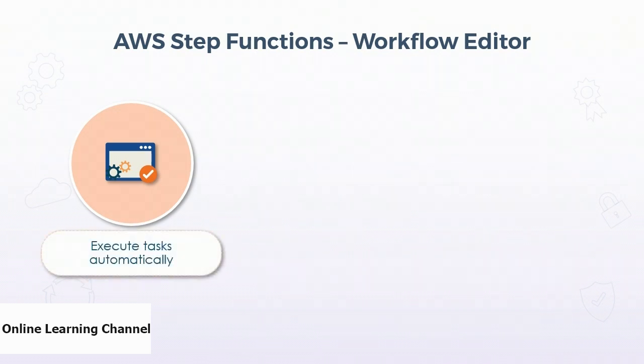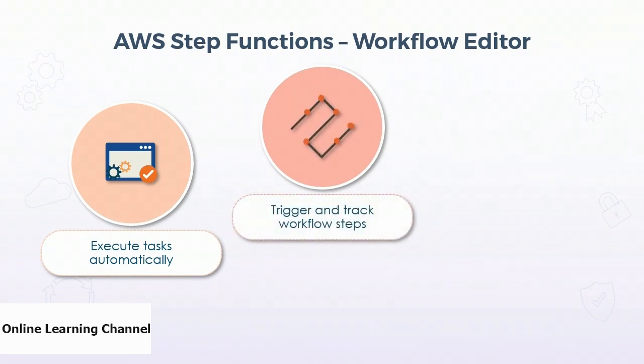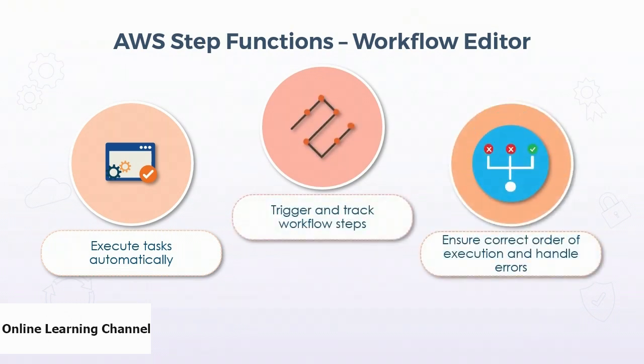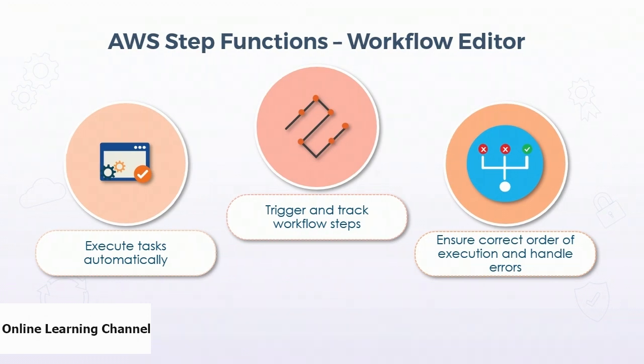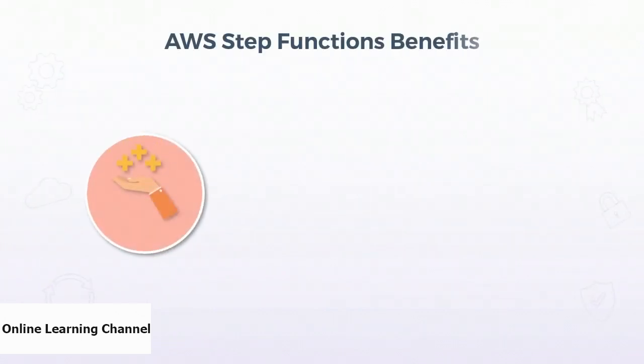Although this sounds trivial, AWS Step Functions provides a very convenient and automatic functionality for executing various tasks. These Step Functions allow triggering and tracking every workflow step and ensuring that steps are executed in the correct order. Moreover, these functions are capable of handling errors and have an automatic retry handling functionality, thereby making operational tasks more efficient.